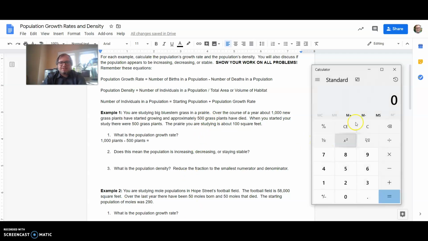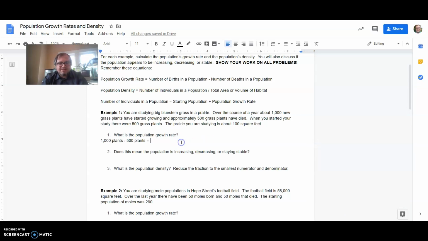So again, this one is pretty simple, but just to show you, I'm going to bring up my calculator here. I'm guessing that most of you will have a calculator with whatever means you're completing this, either on the computer or on your phone, but I will try to get everybody a calculator app or a link to one in case you need it. And Google can help with very simple calculations if you want to do it that way. But we have 1,000 minus 500. So again, pretty simple. 500 is our result. So 500 plants is our growth rate.